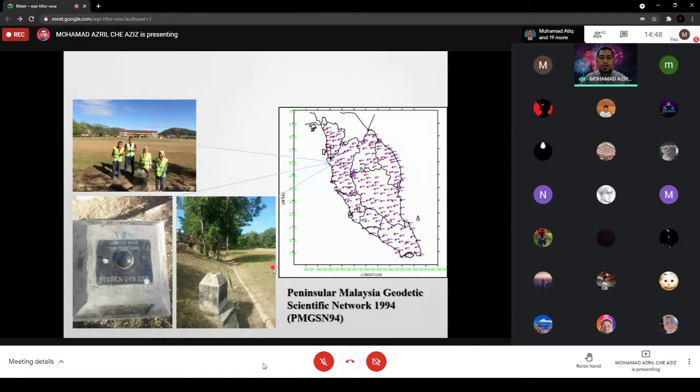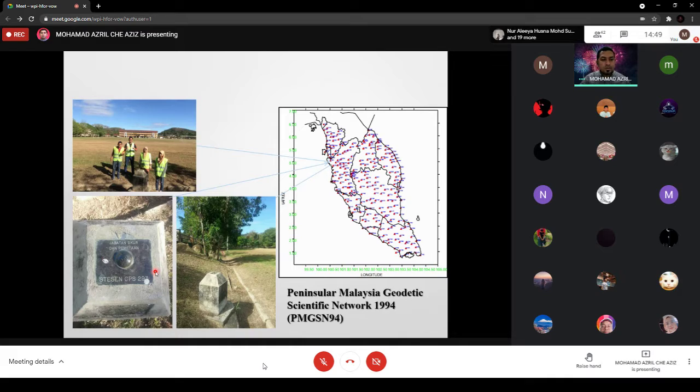So this is an example of a place of a PMGSN. This is one of the locations, and another location. This was conducted by students during that time. You will see the monument looks like this.